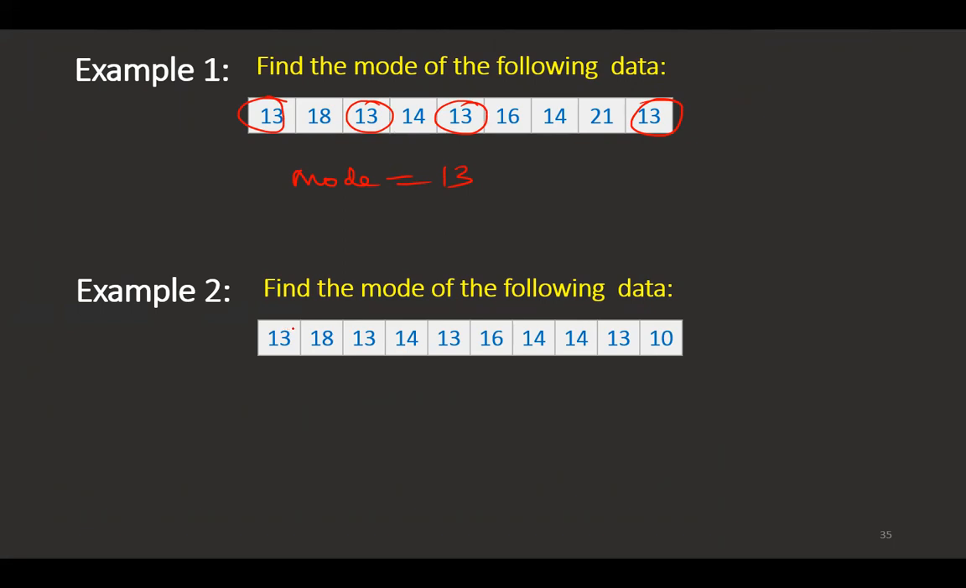Here we have 13, 13, 13, 13. Then we go for 14 here: 14, 14, 14. So three 14s are coming, four 13s are coming. So here also my mode is equal to 13. If we have two modes, we are going to write the values of both modes.